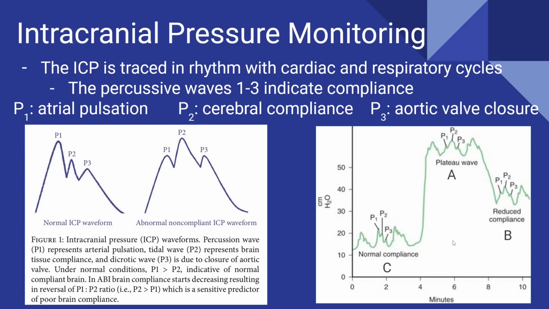So they may ask you a question on the exam. On the patient's ICP monitor, P2 starts to show higher than the P1. What might this indicate? The answer might be loss of intracranial compliance or increased ICP.